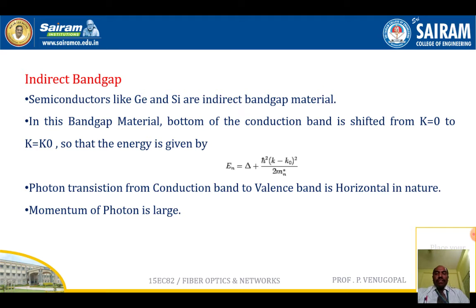See, the photon transition from the conduction band to the valence band in the indirect band gap is horizontal in nature. Dear students, the photon transition from conduction band to valence band in the direct band gap is vertical in nature. That you can observe in the waveform of these direct and indirect band gaps. And the momentum of photons, photon momentum is large in case of indirect band gap, but in case of direct band gap, the momentum of the photon is little.